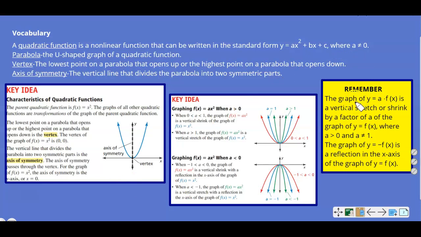All right, something to remember: the graph of y equals a times f of x is a vertical stretch or shrink by a factor of a of the graph of y equals f of x, where a is greater than 0 and a is not equal to 1. The graph of y equals negative f of x is a reflection in the x-axis of the graph y equals f of x. Again, that's just another way to say the same thing that's in the key idea, just a little bit shorter.